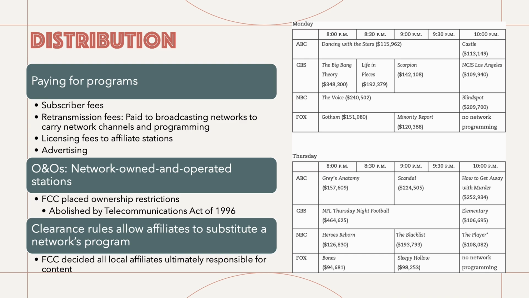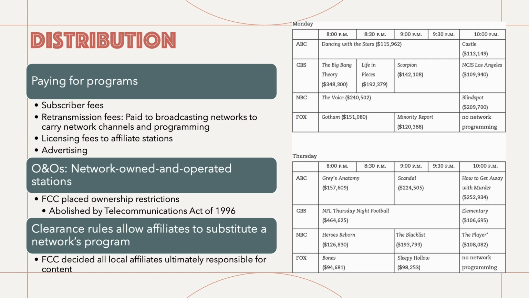In the affiliate model, local affiliates typically carry a network's entire lineup, but they can also substitute another program according to clearance rules, which were established in the 1940s. And the affiliates are ultimately responsible for the content of their channels, so they must clear and approve all network programming amongst themselves. This has led to some affiliates pushing back on the programming of network television.